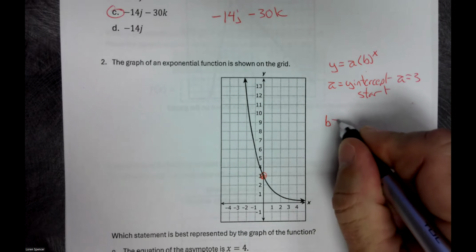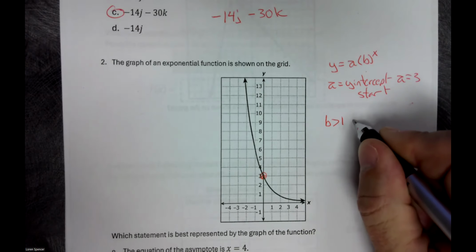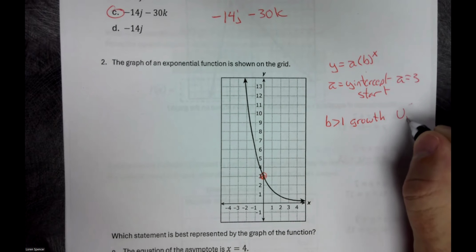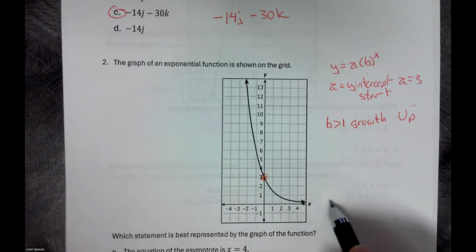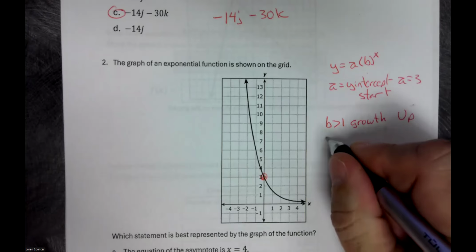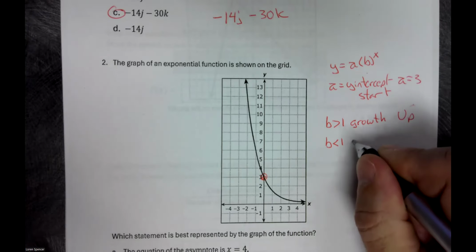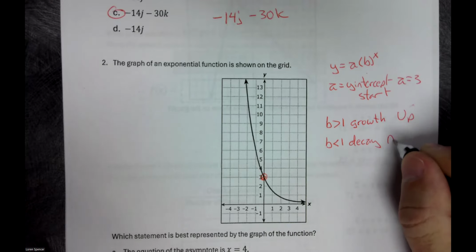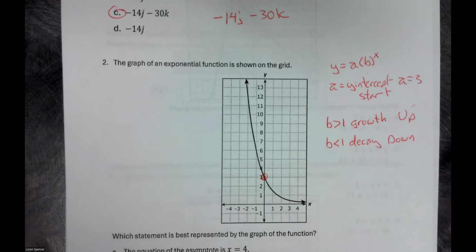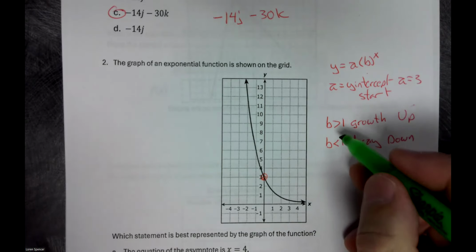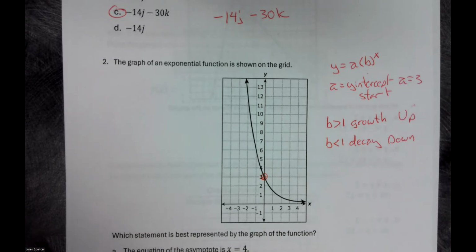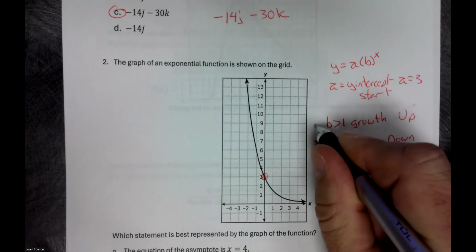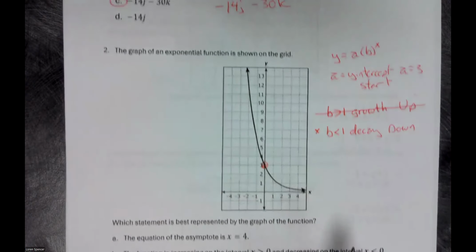If B is greater than 1, it's growth and the graph is going up as we go left to right. Well, this is going down. Why? Because B is less than 1, which is decay, and that means it's going down. So this graph is going down. So we have this situation. We have a situation of decay. We don't have this. Okay?